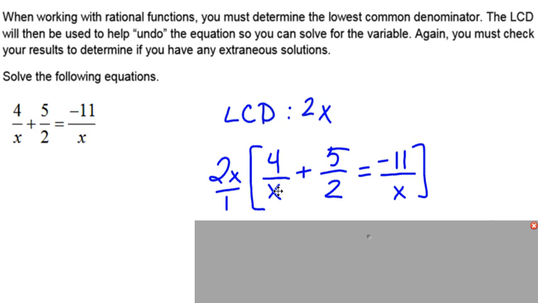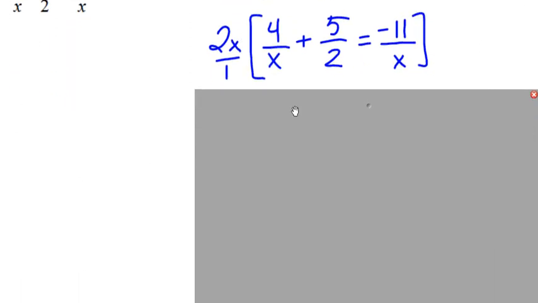So we're multiplying fractions, and when we multiply fractions, we multiply across. So in our numerators, we'll have 4 times 2x, 5 times 2x, negative 11 times 2x. Our denominators, we have x, 2, and x.